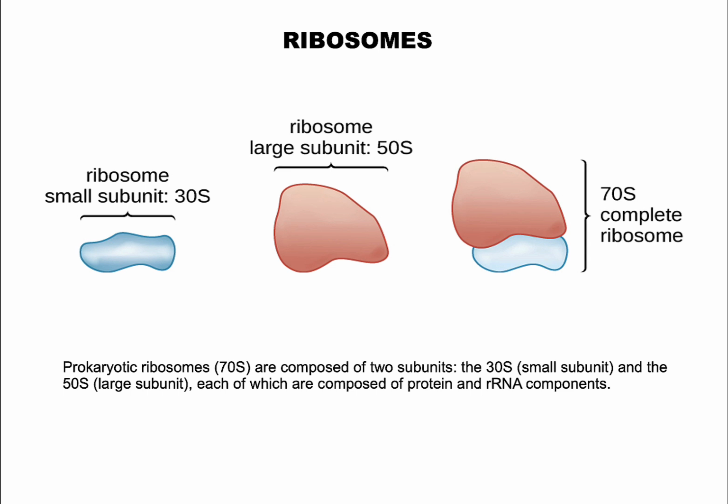Please note that Svedberg units are not additive. The 30S small subunit and the 50S large subunit of the prokaryotic ribosome make a 70S complete ribosome, and not 80S. Similarly, the 80S eukaryotic ribosome is made up of a smaller 40S and a larger 60S subunit.